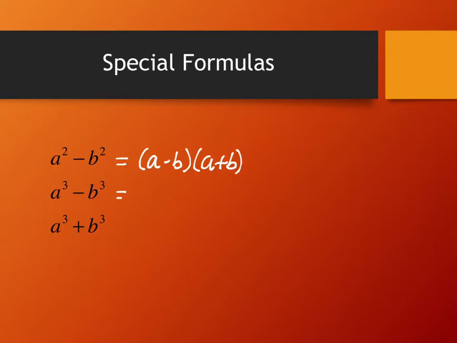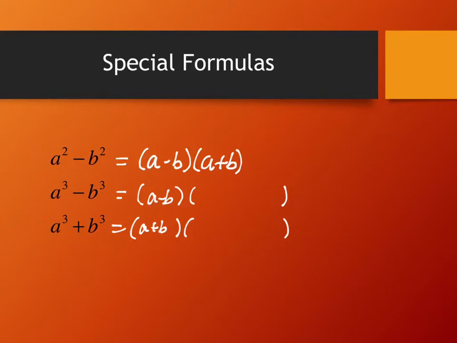They will each have a binomial term, and they will each have a trinomial term. So one of them is going to be just like the binomial. The other one's going to be long, and it's going to be a trinomial. The binomial term is going to look just like the original expression without the cubes. So it's going to be a minus b or a plus b, depending on which sign is in the middle. So this one's called a difference of cubes. This one's called a sum of cubes.